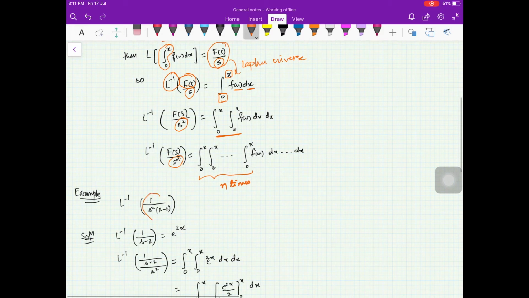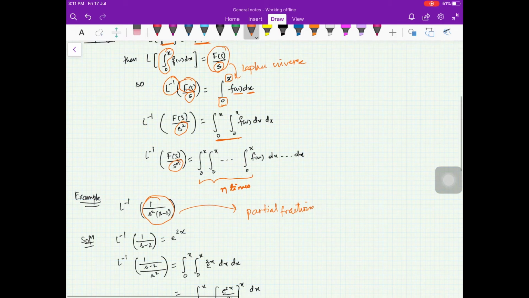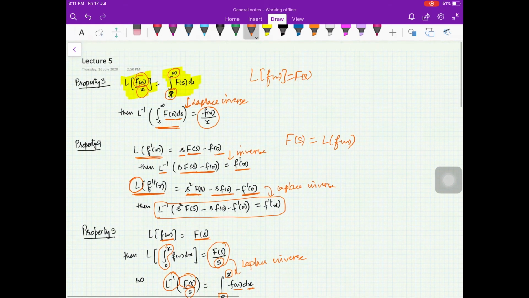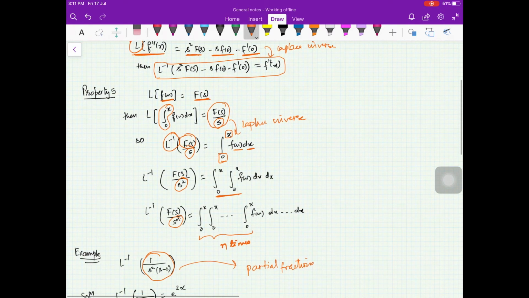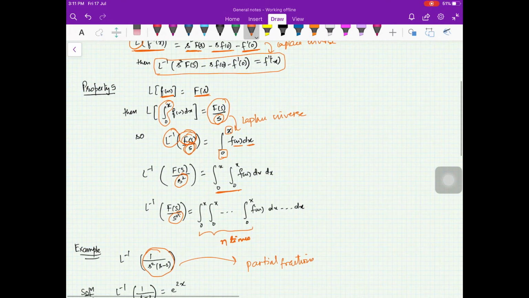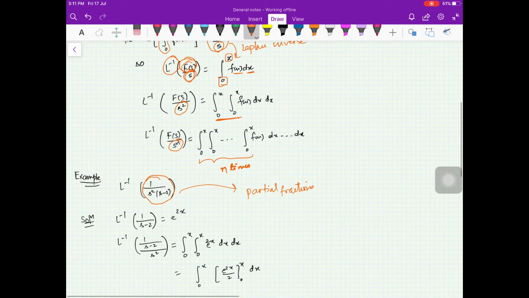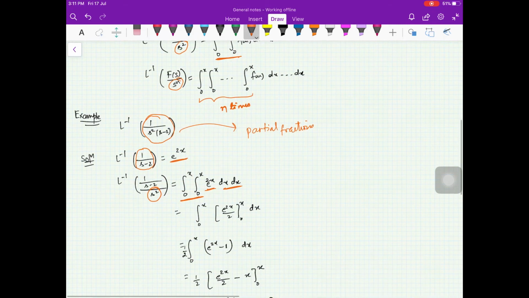So for example, if you want to find the Laplace inverse of this particular function, as we have already seen such functions, one of the ways is to go for partial fractions. Or if you want to use the property that if you divide with s, F(s) upon s, then you can use the Laplace inverse. Here we know that the Laplace inverse of 1 upon s minus 2 is e raised to power 2x. So if I am dividing with s squared, then I have to integrate twice with respect to x on the right hand side.